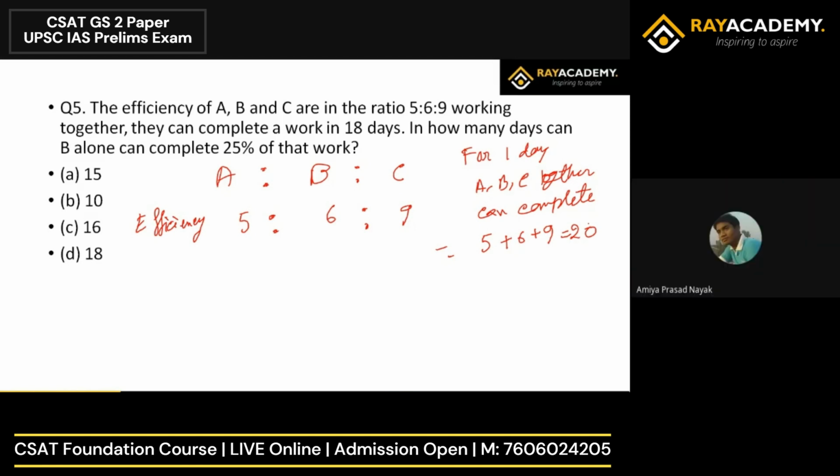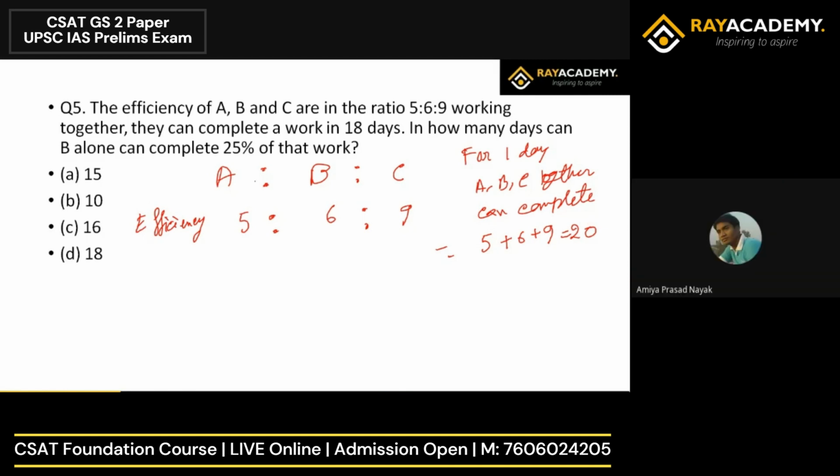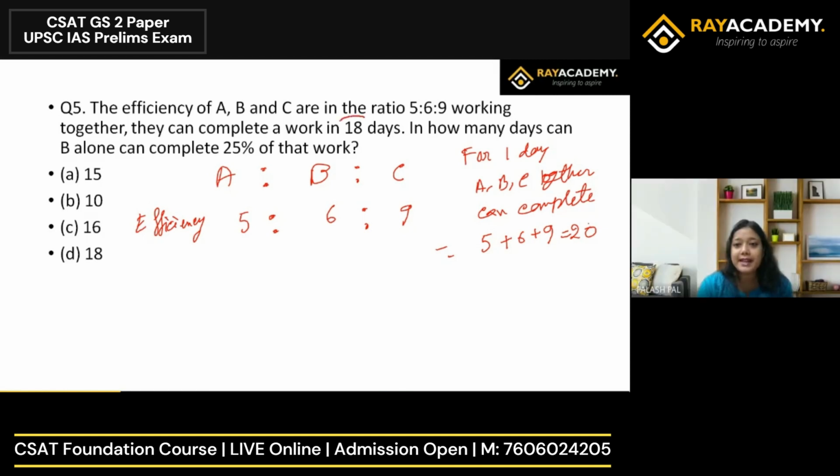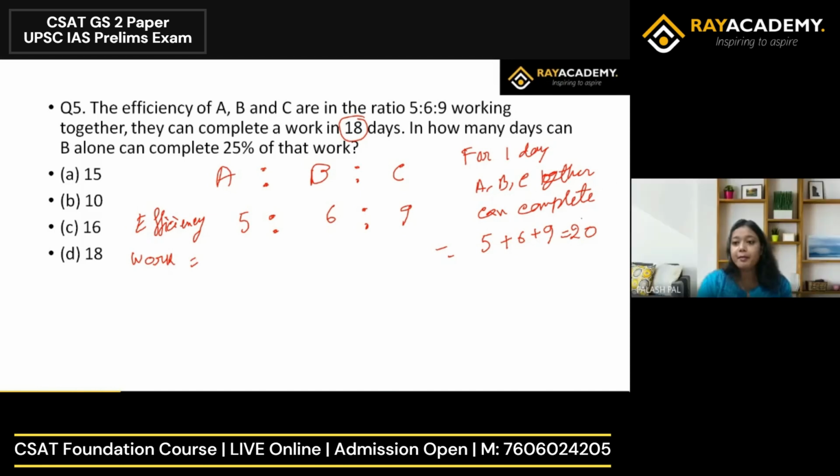With chocolates, the questions will become very easy. And the total work is completed in 18 days. So for one day, they will complete 20. So in 18 days, how much work will be completed?